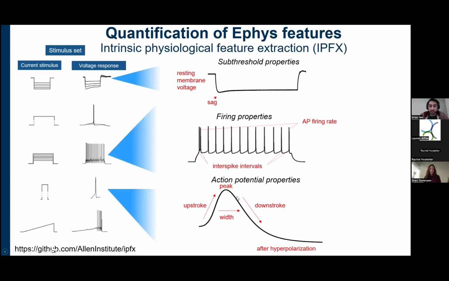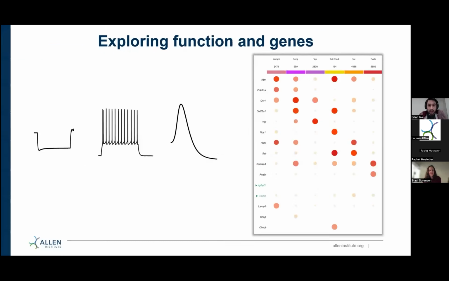But I think the most important one that can help distinguish between certain types, especially GABAergic types, is the kinetics of an action potential. So essentially the upstroke, the downstroke, how wide the action potential is, the peak, and then the after hyperpolarization. All these features are automatically obtained with each recording. A lot of these features are listed within the CTKE, as Rachel showed.